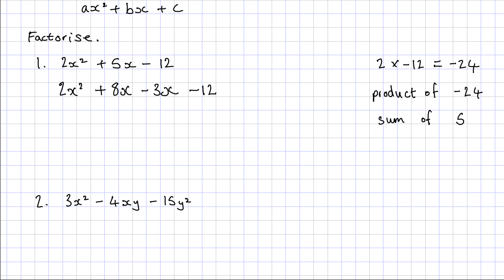Now I'm going to factorize these two and then these two separately. So I'll do that now. The highest common factor of 2x squared and 8x is 2x. So I'm going to factorize out 2x. I'm left with x plus 4. Now what I'm going to factorize out from here is minus 3, and I'm left with x plus 4. You would have noticed that this is x plus 4 and this is also x plus 4. So what I can do now is factorize the x plus 4 and write it here.